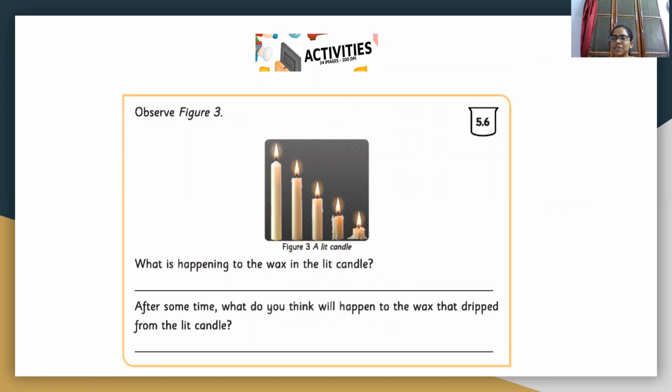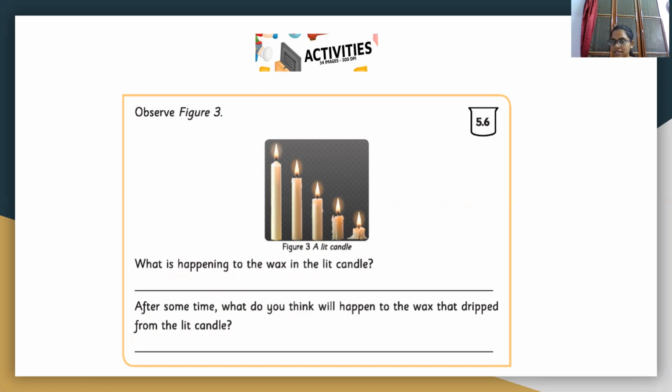Before entering into the session, we can see the activity. Children, first you can observe the picture which is given in the slide. Figure 3. What is the picture? Yes, very good. A candle. What happens when we light the candle? Yes, it starts melting. That melting liquid, we call it as wax.